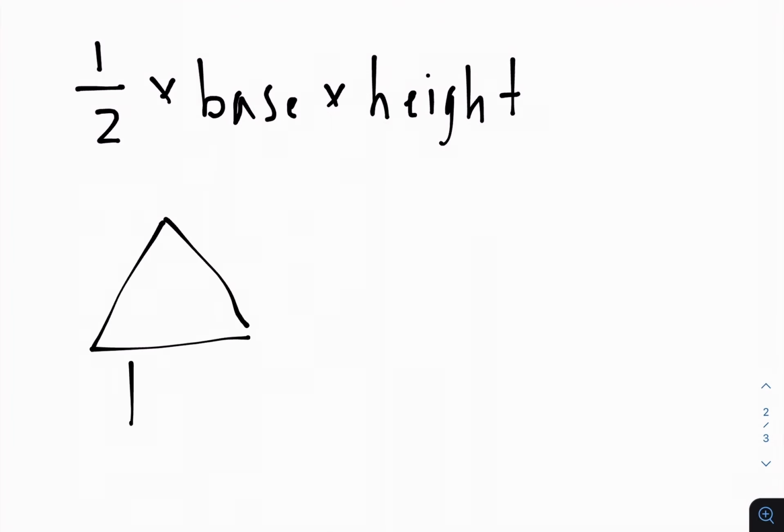So this is the base, this bottom side. And the height refers to distance from one vertex, like here, this point, all the way to the middle of the base, so here. That's called the height.